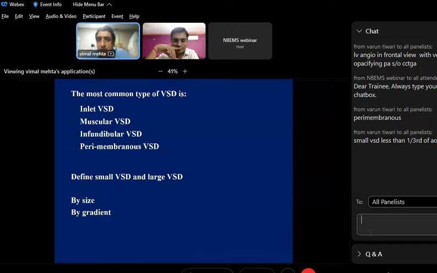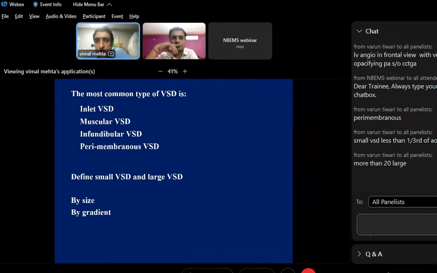This answer is partially correct. More than 2/3 the size of the annulus, and by gradient quickly. Typically, if the gradient between the left ventricle and right ventricle is more than 20 millimeters, it is large. No, this is not by millimeters. Then you have to mention the gradient. The cutoff is about 40 millimeters. If the gradient is more than 40 millimeters, then this is a relatively smaller VSD.